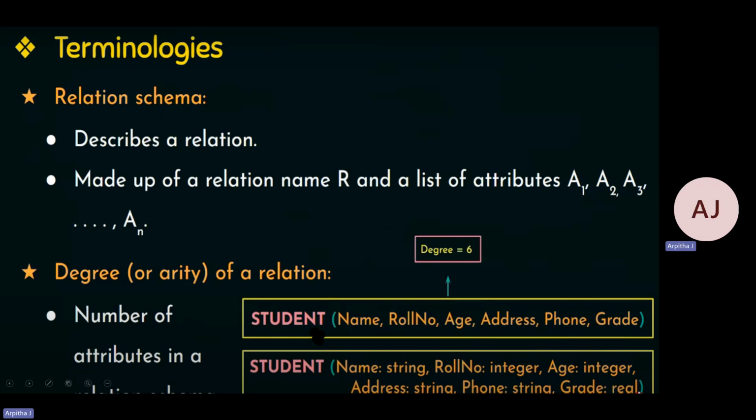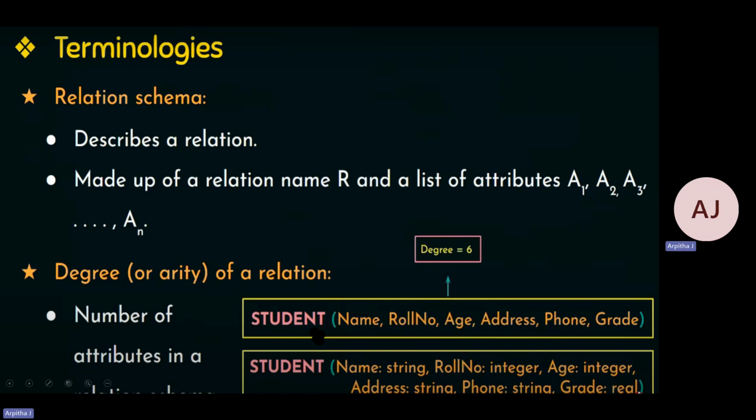Relational name. Fine. So these are the attributes. This entire thing is called the relation schema. So, which are my attributes? Name, roll number, age, phone number, grade. Fine. And next one is degree of relationship. Degree of relationship is nothing but how many attributes are there in that particular relational name. In this example, what is the degree of this relation? 6. That's it. Understood? So, how can you represent this relational schema?